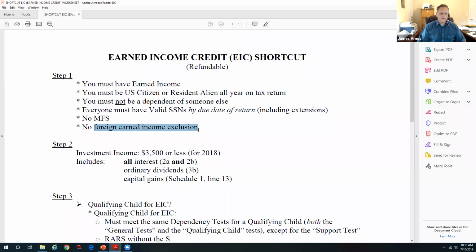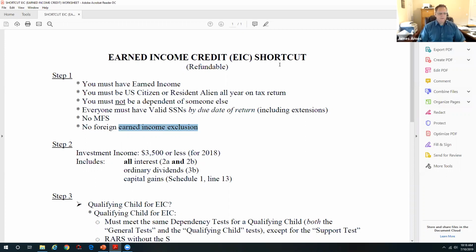No, he wouldn't. It's because he has this exclusion. It kind of makes sense, though. If they're going to take his earned income and exclude it, will they turn around and let him use that same earned income for a credit? That wouldn't make a lot of sense, would it? That would be double dipping.